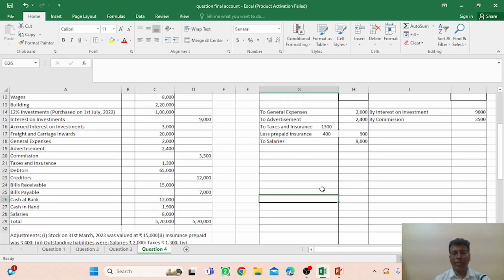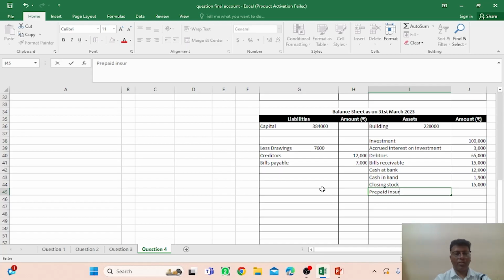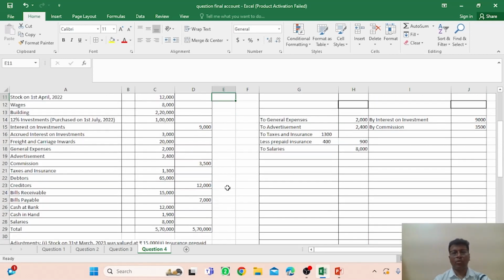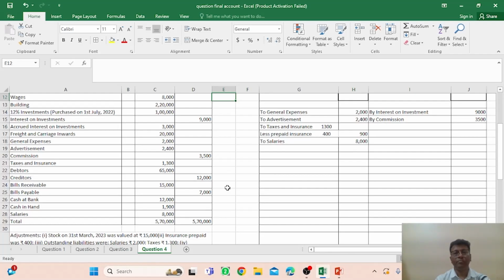And this particular prepaid insurance, being an asset, would be mentioned in the balance sheet also, on the asset side, rupees 400 prepaid insurance, because the adjustments are to be placed in two places, already discussed. And now the next adjustment is outstanding liabilities for salaries and taxes, right? 2000 and 1300.